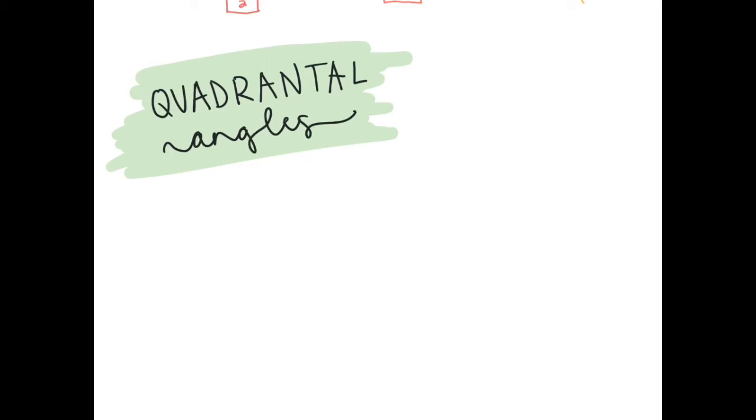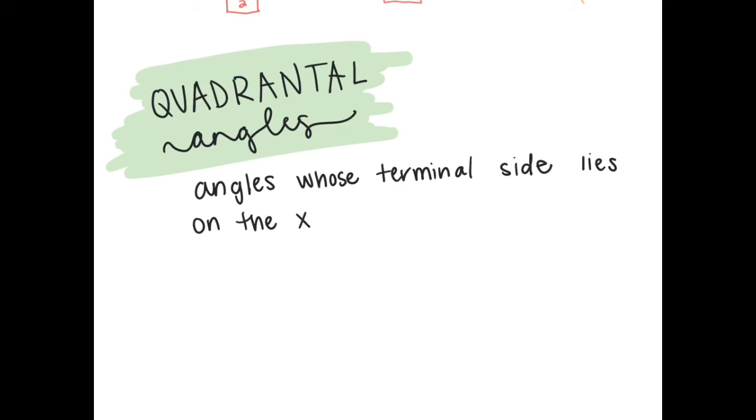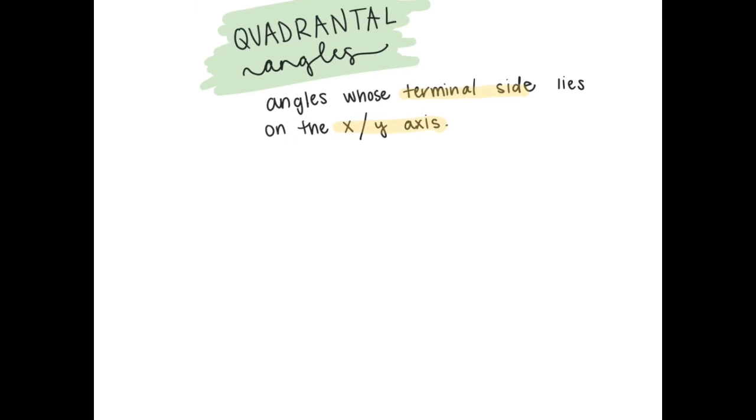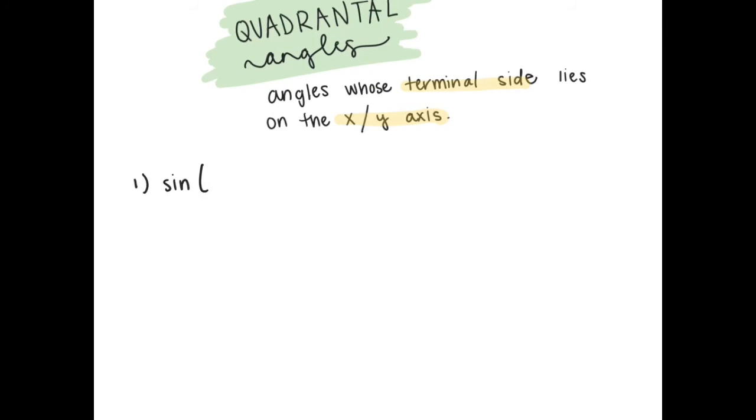Okay, so now let's talk about quadrantals. Quadrantals are angles whose terminal side is going to lie on an x or y axis. That's it. So we're going to be living in the 90, 180, 270 land. So let's take a look at sine of negative 270, tangent 3 pi, and secant 11 pi over 2.